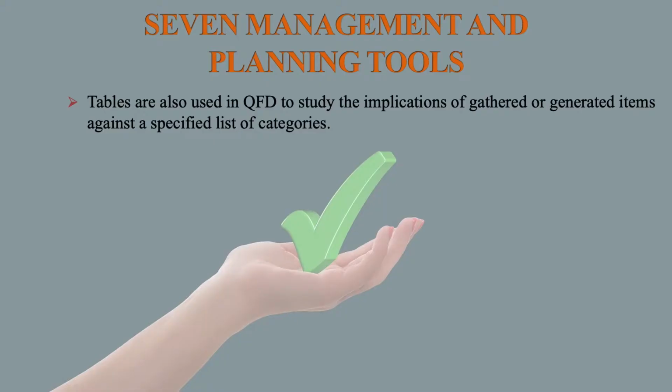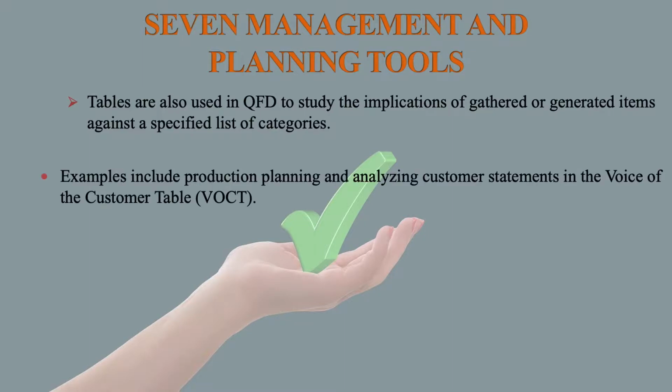The matrices and tables are also used in quality function deployment to study the implications of gathered or generated items against a specified list of categories. Examples include production planning and analyzing customer statements in the voice of the customer table. It is also shown in the text. So learners, please read the text so that you can understand this table easily.